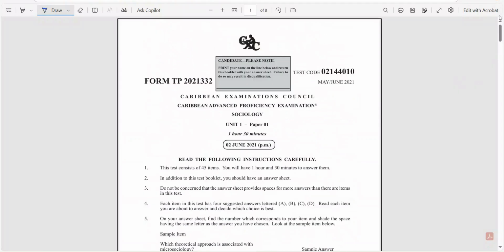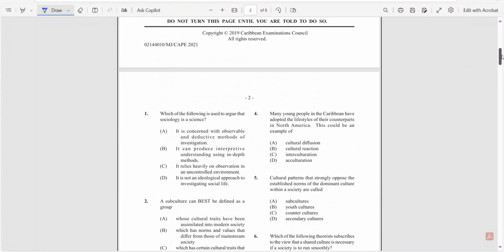Okay, so today we'll be looking at Sociology Unit 1, Paper 1 for May June 2021. So let us begin. Number 1.